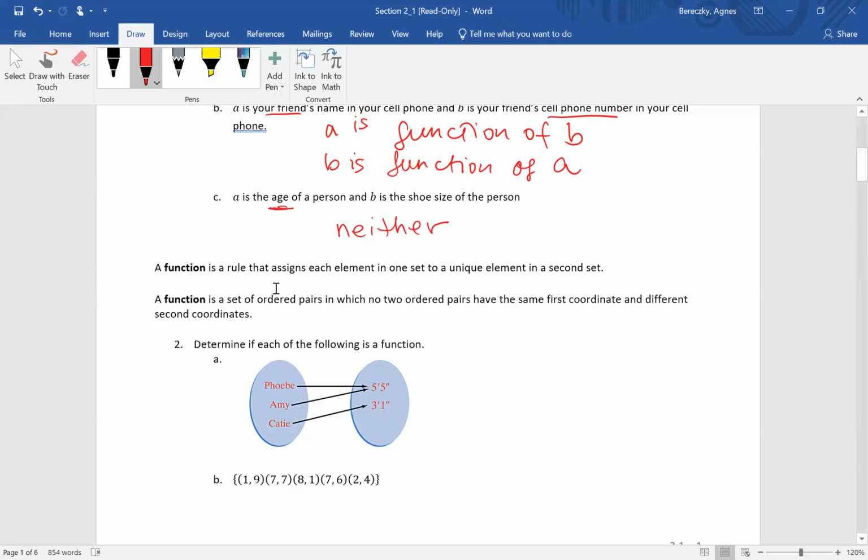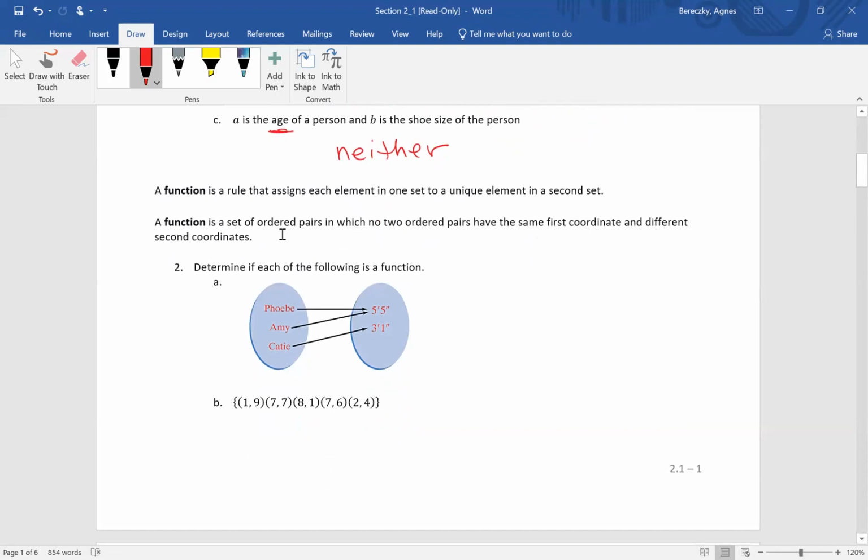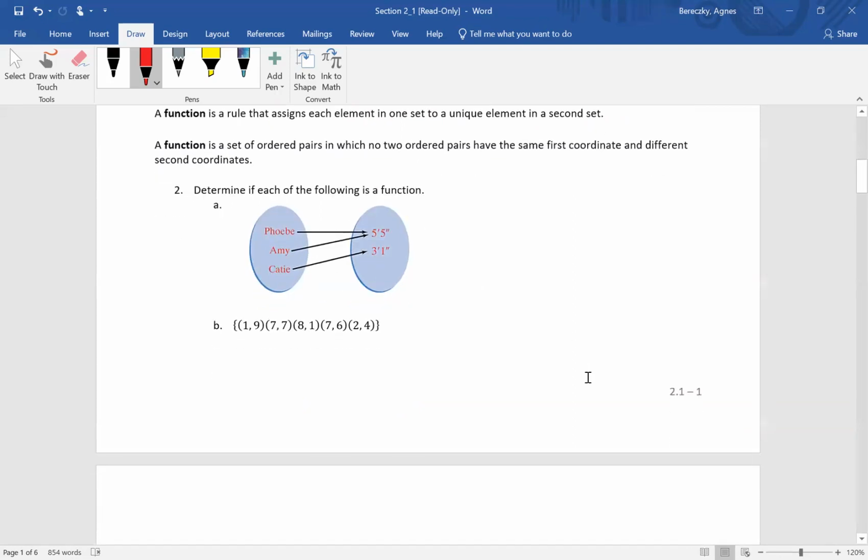A function is a rule that assigns each element in one set to a unique element in a second set. A function is a set of ordered pairs in which no two ordered pairs have the same first coordinate and different second coordinate. Let's determine if each of the following is a function.